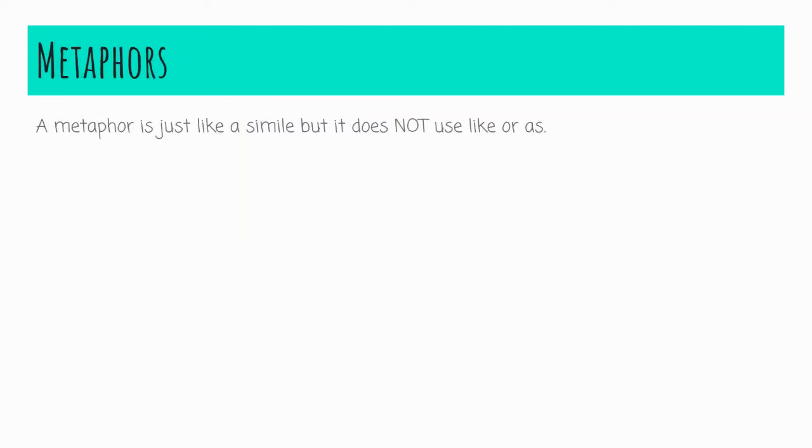A metaphor is just like a simile, but it does not use the words like or as. So for example, the pillow was a fluffy cloud. We're still comparing two things. We're comparing the pillow to a fluffy cloud. And a fluffy cloud is almost like an exaggeration of the softness of the pillow.